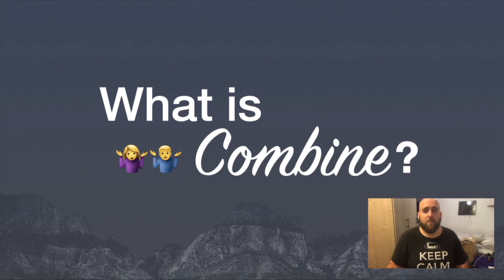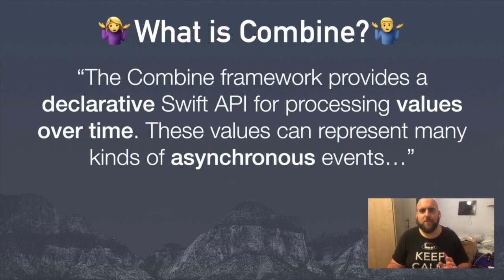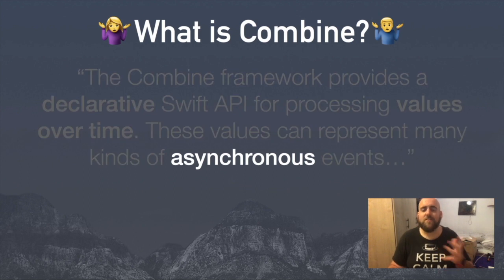So let's start from the top. What is Combine? I always like starting from the dictionary definition when I teach something as complex as this kind of topic. So the Combine framework is a declarative framework for processing values over time, and these values can represent many kinds of asynchronous events. This is a bit mind-blowing kind of definition, so let's focus on the most important portion, asynchronous.